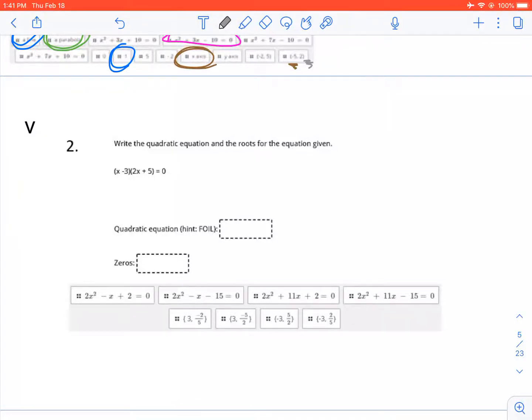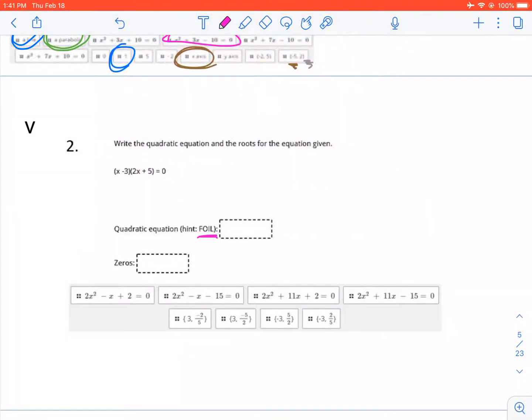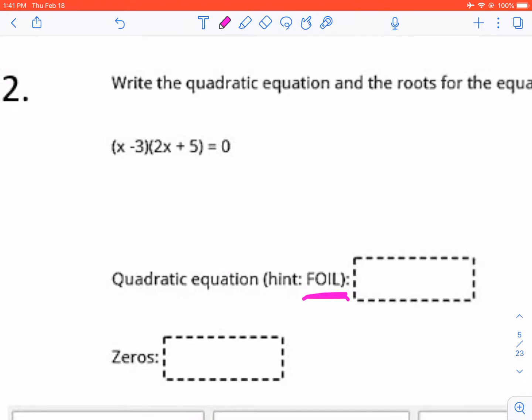Number 2 on Schoology. Write the quadratic equation and the roots for the equation given. So we can do this just by using our graph on Desmos, or we can do this by hand. So I'm going to show you both methods. The first method is that we are going to FOIL these, and so we can get the quadratic equation.